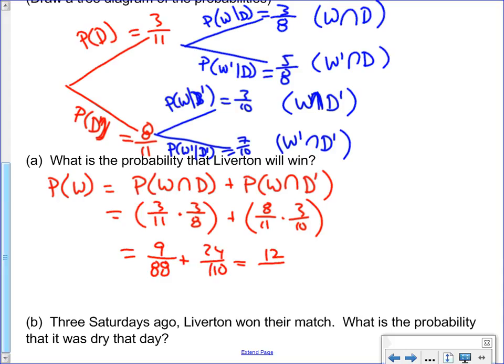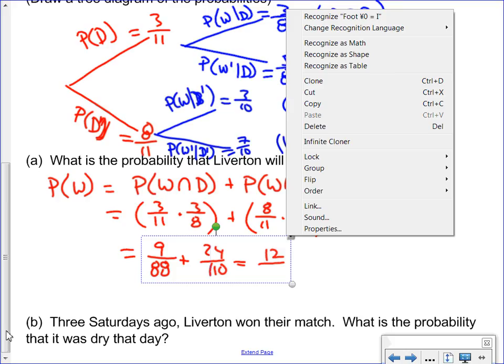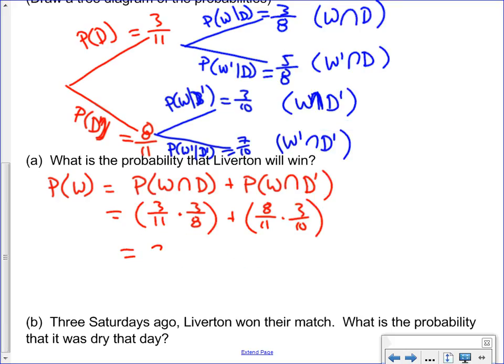Which is? Oh, I don't know. I said 24 over 110 simplifies to 12. Oh, yeah. Anybody got the calculator out? Just stick it in there. Good old Aria, so dependable. Look at you. 9 over 88 plus 24 over 110 is 141 over 440. Yay. Cool.